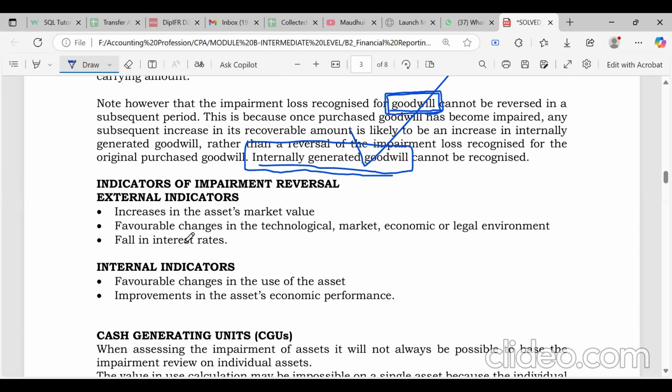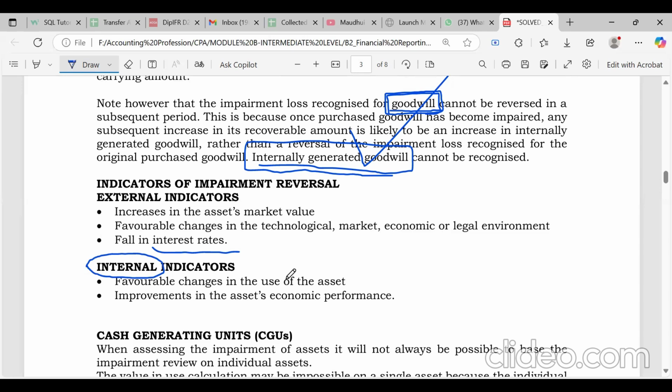Fall in interest rate. A fall in interest rate means the discount rate or the cost of capital goes down, right? If the discount rate goes down, the cash flows would be impacted much less compared to when the interest rates were high. So here also the value in use would rise, and the rise in value in use means a higher recoverable amount. The higher recoverable amount means that there's a reversal of what? Impairment.